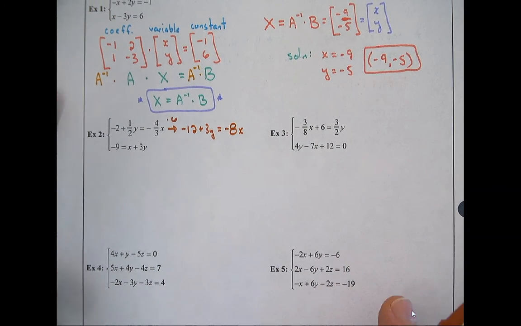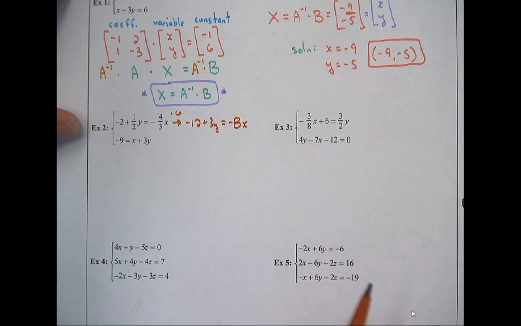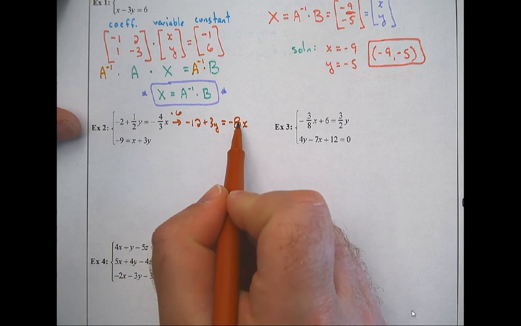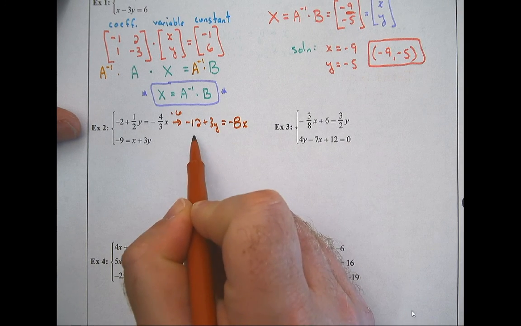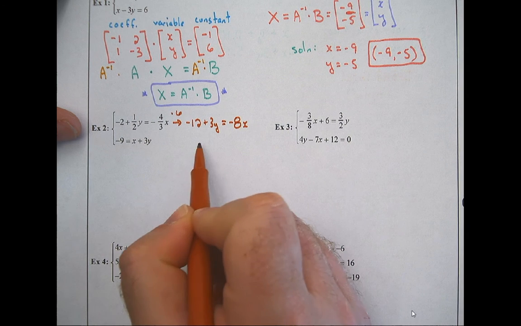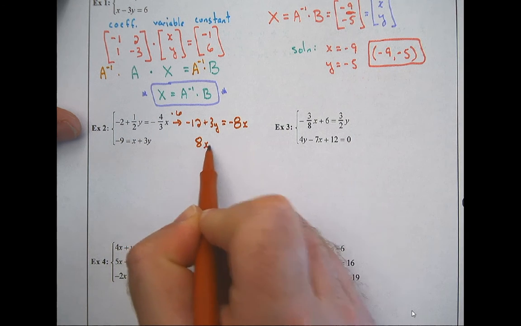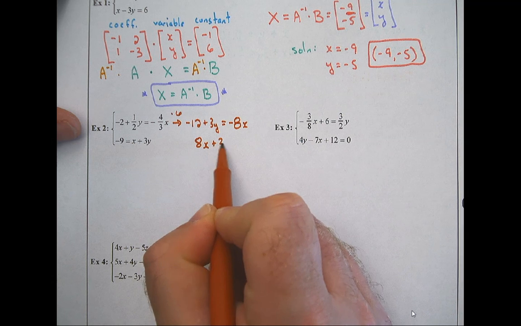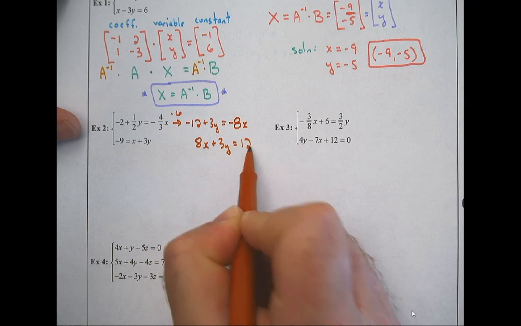Now this still isn't in standard form. So I want to manipulate things. I'm going to bump the x, the negative 8x across, and I'm going to bump the negative 12 to the other side. So I would have 8x plus 3y equals positive 12. What do you think?